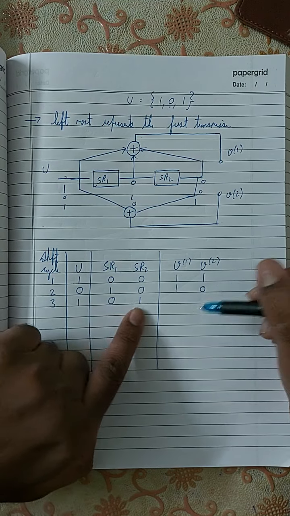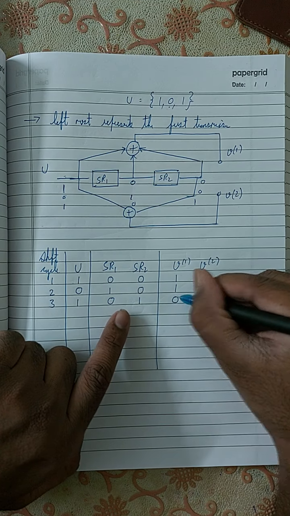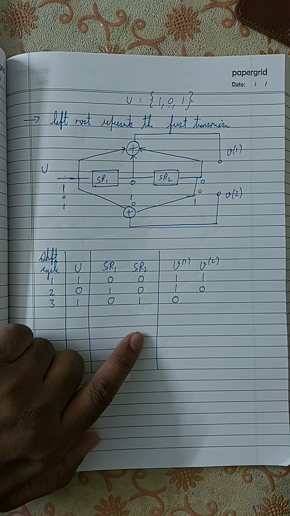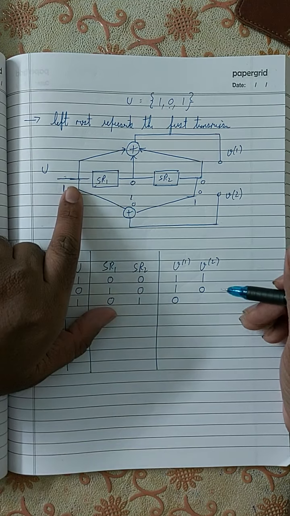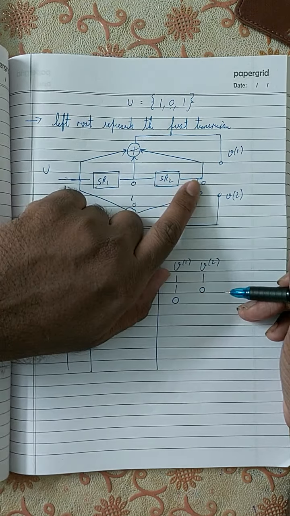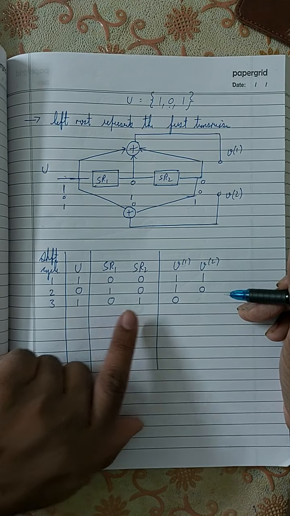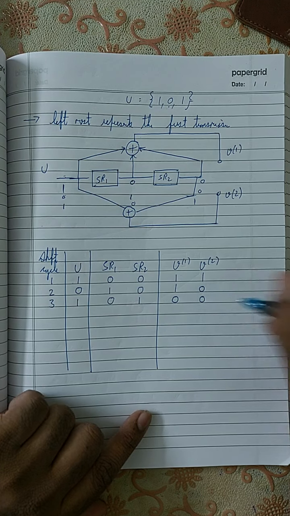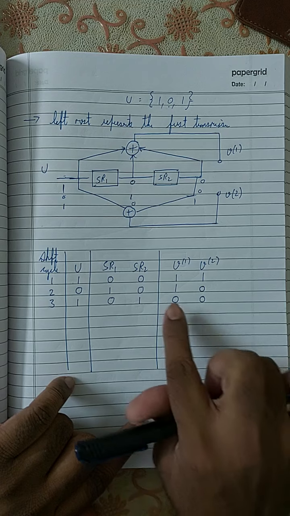1 plus 0 plus 1. What is 1 plus 0 plus 1? It is 0. Okay. And what is the value of V of 2? V of 2 is the input bit XORing with the second shift register, which is 1 plus 1, which is 0. So your third output value is 0, 0.